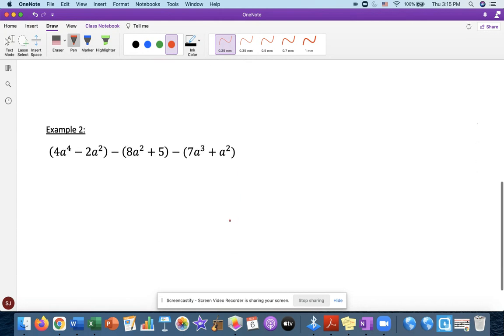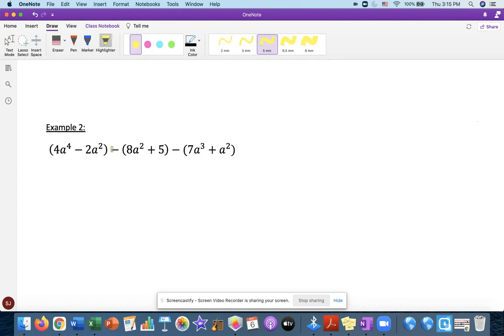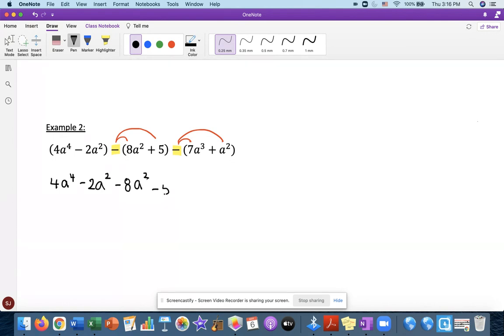Let's go ahead and look at example number 2. In example number 2, we have 3 polynomials, but the rule doesn't change. You always begin by distributing the negative sign to the parentheses next to it. The very first polynomial, we have 4a to the power of 4 minus 2a squared. For the second polynomial, once you distribute the negative sign, that becomes negative 8a squared minus 5. The last one becomes negative 7a cubed minus a squared. All right, so now we have all of this.